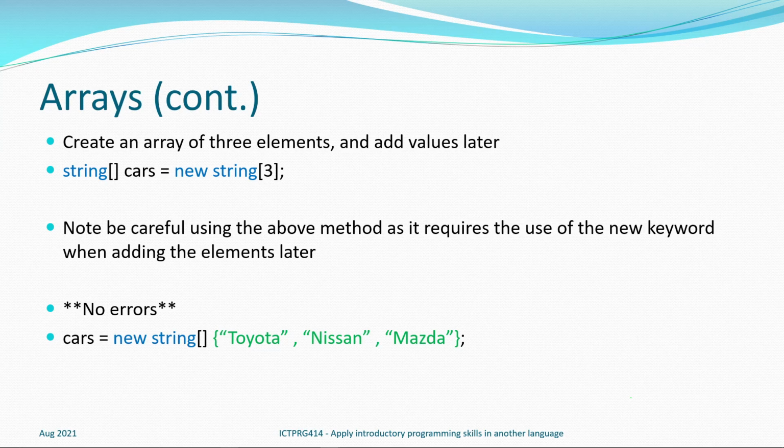So as I said, if you use the system of setting up the array without adding any values in at the time of creation, and you want to come back to it, you must use cars equals new string and put it in. If you do not use this format when you want to add the values in later, it'll produce an error and break your code.